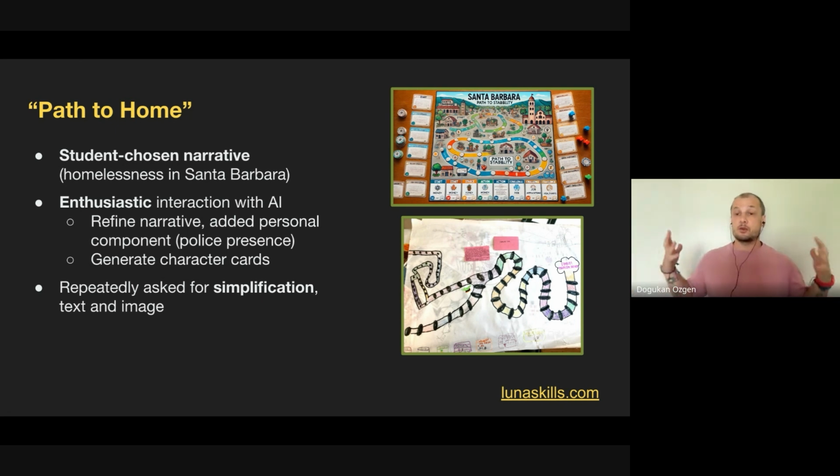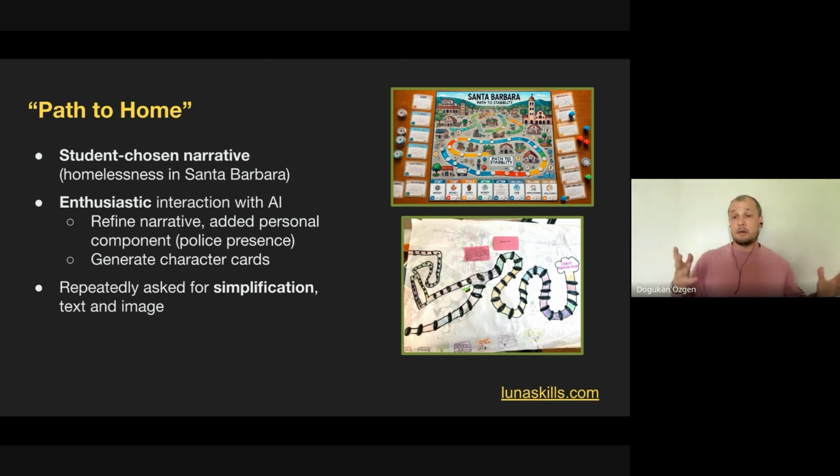And we had a group of students who came to our summer camps, and we sat with them and asked, why don't we create a game of your own choosing? So one group chose to create a game because they are members of the Santa Barbara community. They wanted to see a future where houselessness or homelessness is not a problem in Santa Barbara. That's why they created a game called Path to Home.